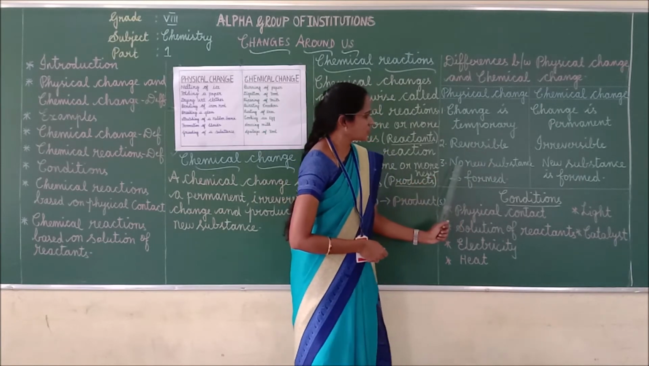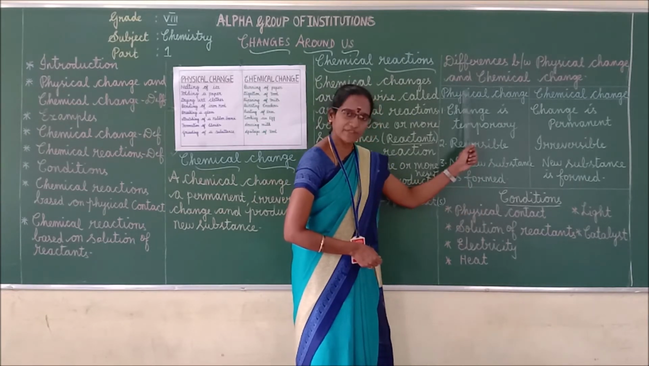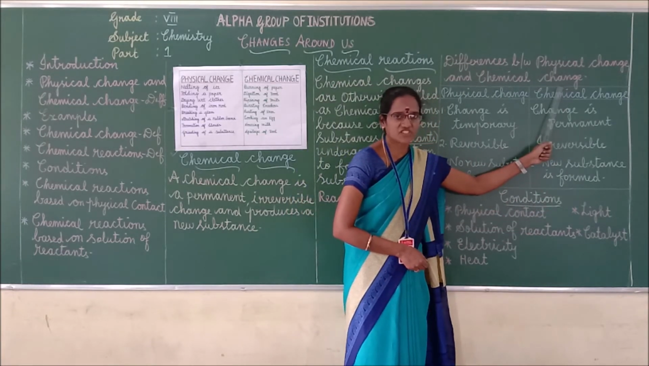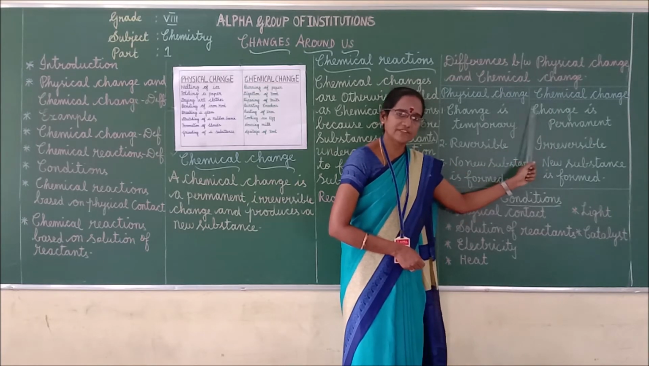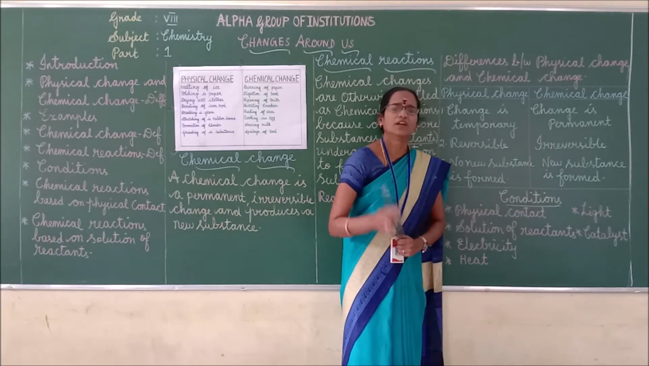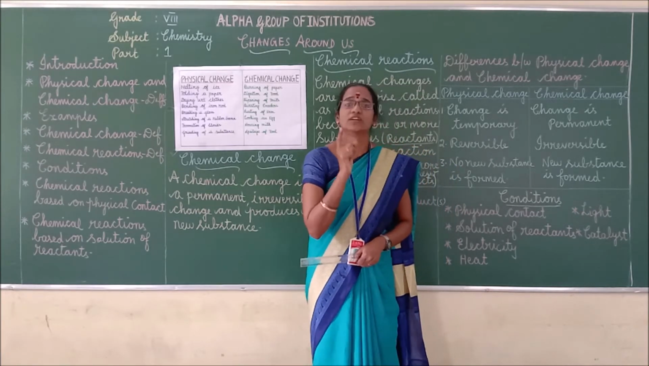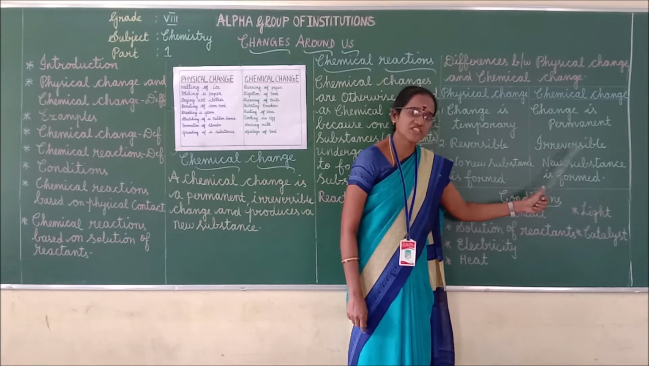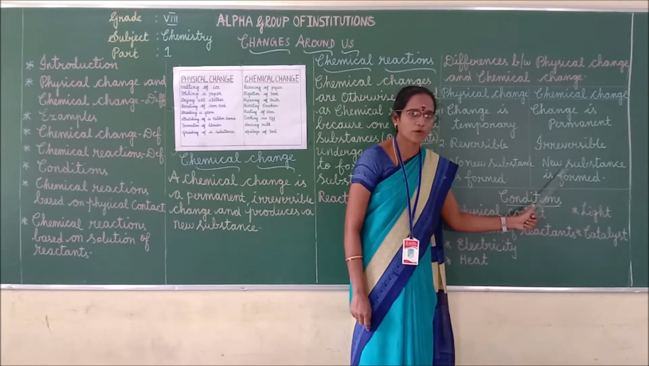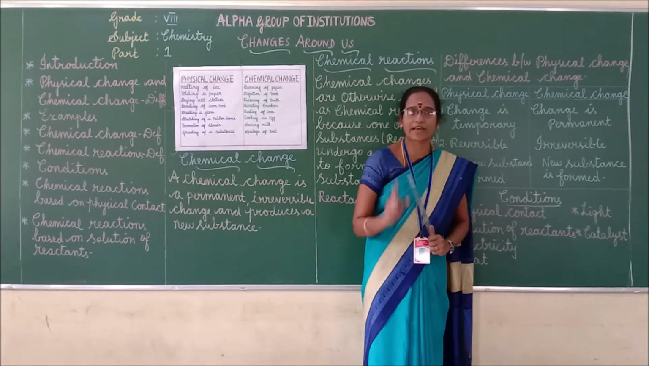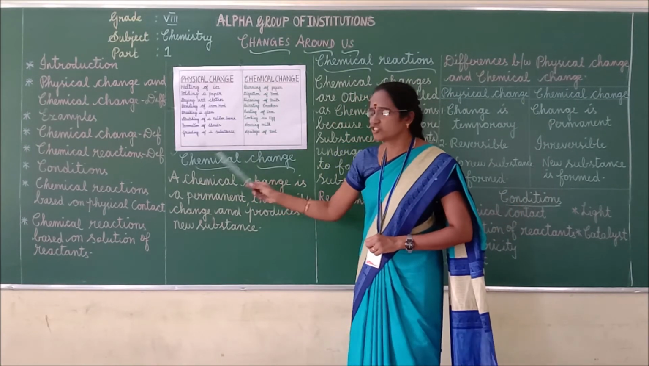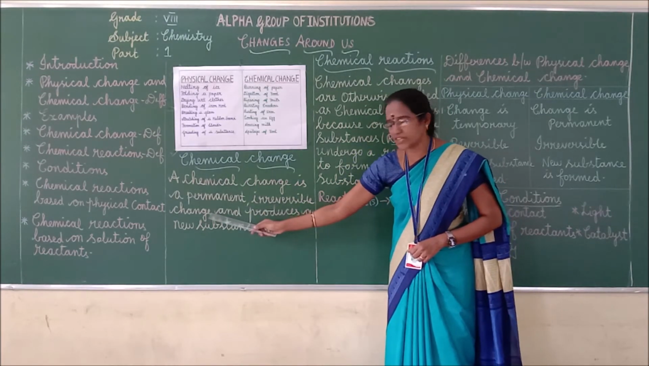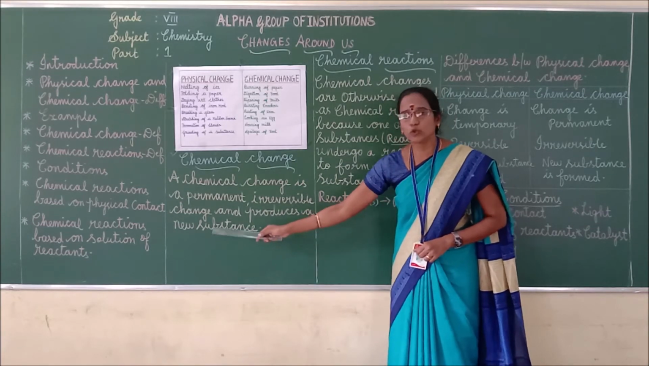Next, no new substance is formed in physical change, whereas a new substance is formed in chemical change, right? This is the difference between physical change and chemical change. Now, what is meant by chemical change? A chemical change is a permanent, irreversible change and a new substance is formed. It's a very important 2-mark question definition. What is meant by chemical change? A chemical change is a permanent, irreversible change and produces a new substance.